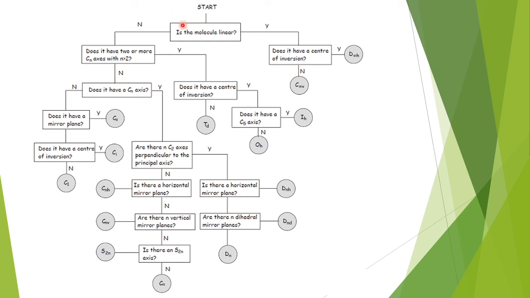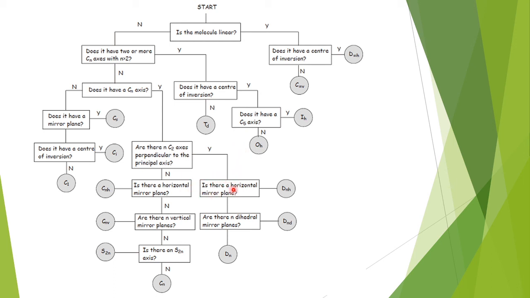Okay, next we have other molecules which were not linear. Then we have to check if it has 2 or more Cn axes with n greater than 2. We didn't have any such molecule. Then we have checked if the molecule has a Cn axis. The molecule BF3 has a C3 axis, tetracyanonickel ion has a C4 axis, and so on. So here the answer was yes. Okay, then we have checked, are there n C2 axes perpendicular to the principal axis? In all those cases we had it, so it is yes.